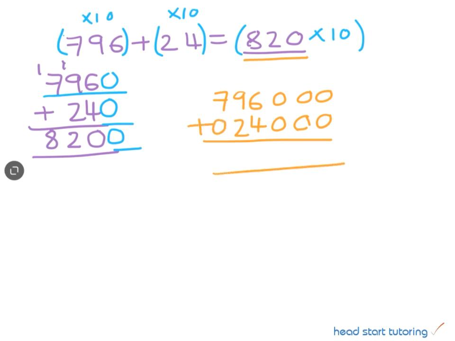We can put in a placeholder there, and we just add our zeros. 6 plus 4 is 10. Then we've got 12 and 8. So we've got 820, and then our 1, 2, 3 zeros, which means we've multiplied it by 1,000.